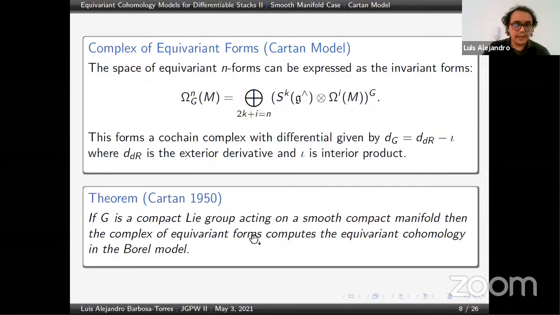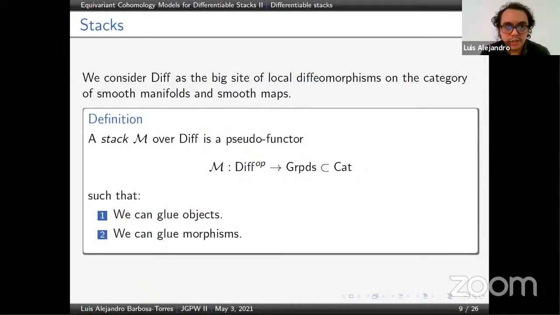So now I'm going to try to explain to you how I see stacks in my research. There are several ways to see how a stack works. In my case, I'm going to consider a stack as a 2-sheaf over groupoids. That means that you have a pseudo-functor. That means you send identities to identities, but the compositions of maps are going to be compositions of maps only up to isomorphism. That's what pseudo-functor means here. And you can glue objects and you can glue morphisms in here. Okay, we have this property for the stacks.